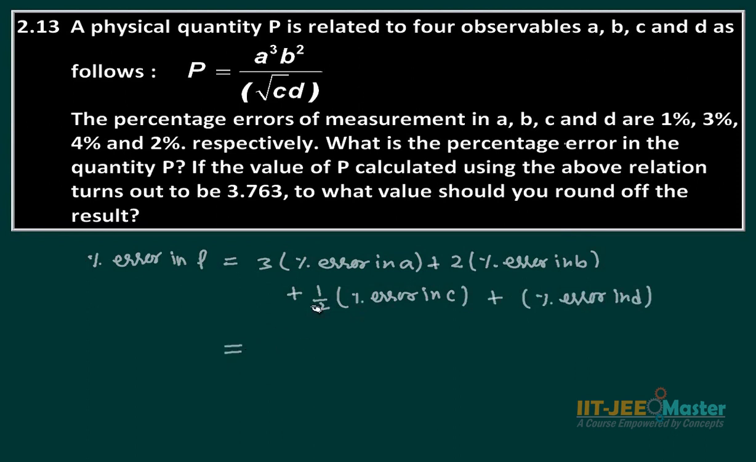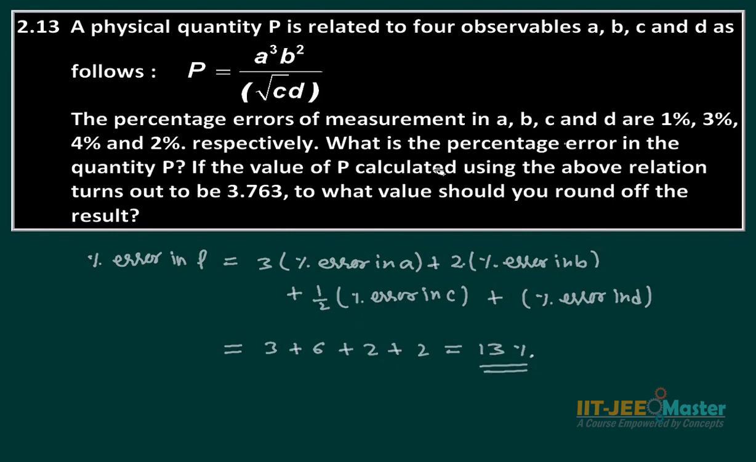Errors are always added, so percentage error is 3 into 1, plus 2 into error in B, that is 3 into 2, 6, plus half into error in C, that is 4 by 2, that is 2, and percentage error in D is 2 also. So this is 13%. Finally, it is 13%. The first answer is this.